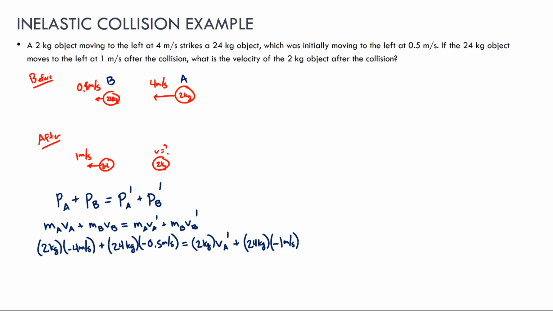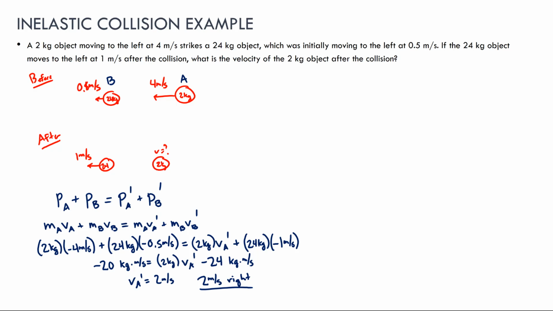All I really need to do is solve this for A. If I add up what I have on the left, I have -20 kilogram meters per second as my total momentum. That's going to equal 2 kilograms times the new velocity of A minus 24 kilogram meters per second. If I add 24 kilogram meters per second to both sides, then divide by 2, I get a new velocity of A of 2 meters per second, which means it's moving 2 meters per second to the right. So that sign matters as well.